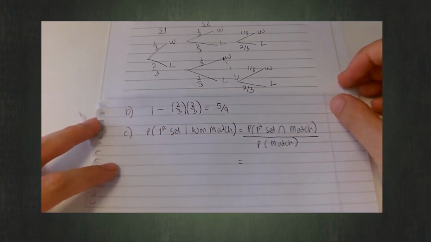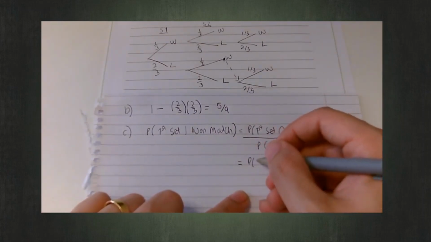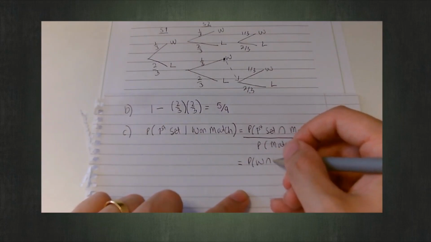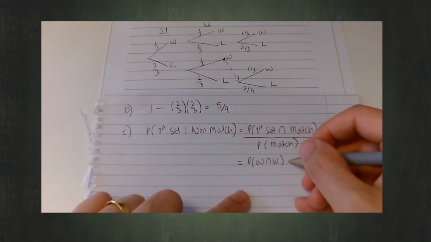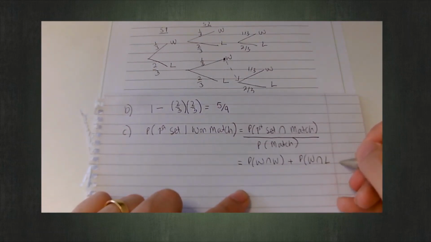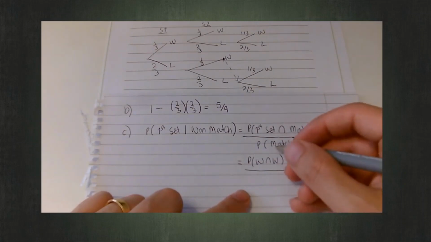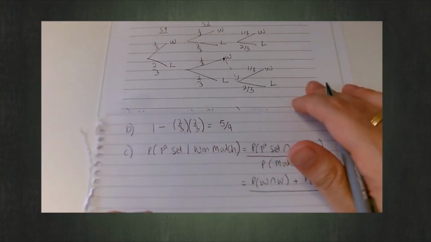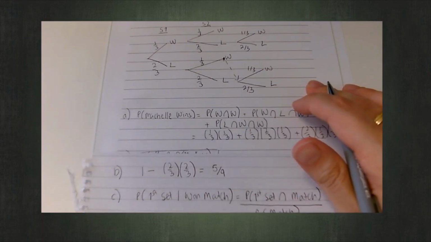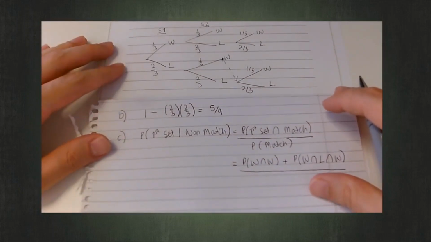Okay. Now, what's the probability of winning the first set and winning the match? Well, that will be win and win, and probability of win and lose and win. So that's the top of the fraction sorted. Okay. And what's the probability of winning the match? Well, we know from part A what that probability is. Okay, we've done that already. It is 7 over 27, so we don't need to do any further working whatsoever.